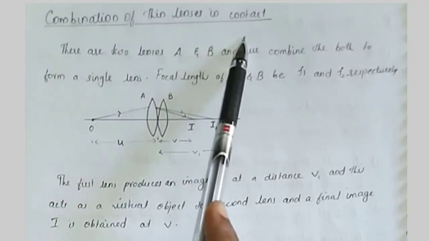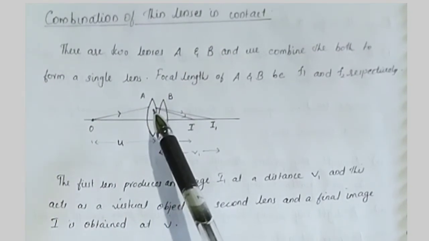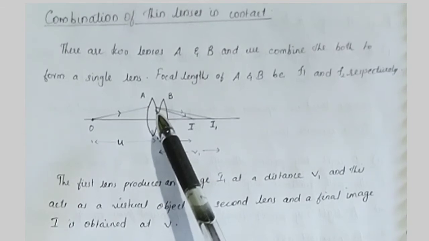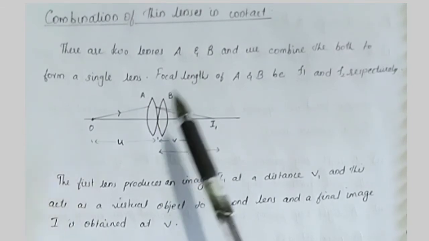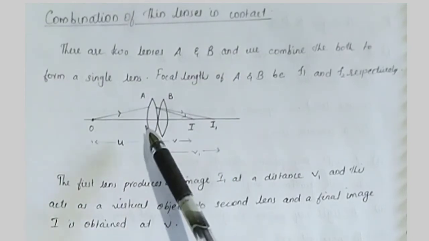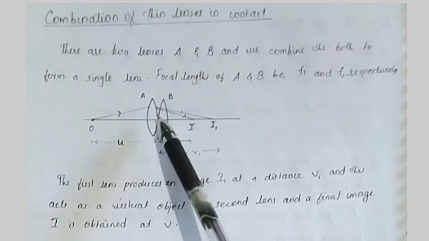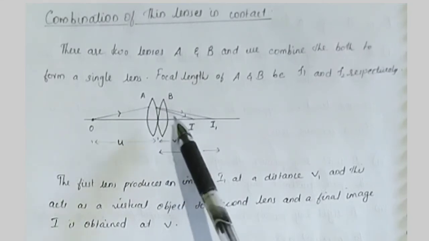Combination of thin lenses in contact. Now we are going to analyze what happens when we combine two lenses of two focal lengths. Let us consider two lenses A and B whose focal lengths are f1 and f2 respectively, and we are combining these two lenses to form a single lens.